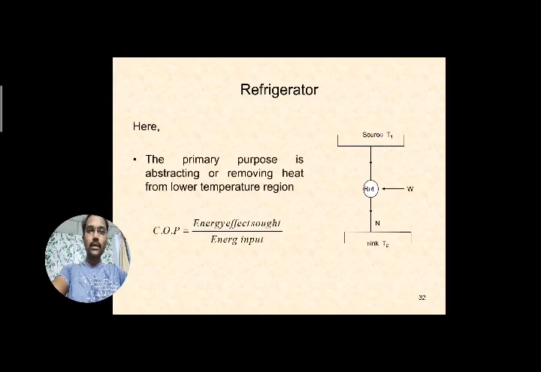So now again, the primary purpose is extracting heat from the sink, or from the low temperature region. We are removing the heat, so lower temperatures can be maintained in the sink. So COP, just like efficiency, is the energy effectively sought by energy input, output by input. Here the output is the refrigerating effect or cooling effect you are maintaining in the sink, that is N, and the input you are giving is the work supplied to the refrigerator.